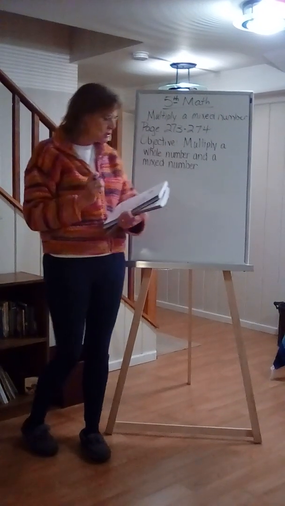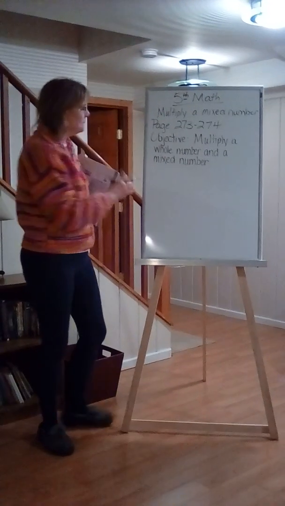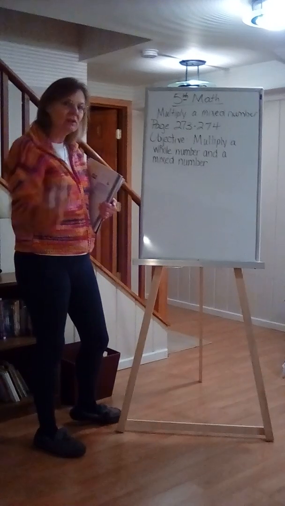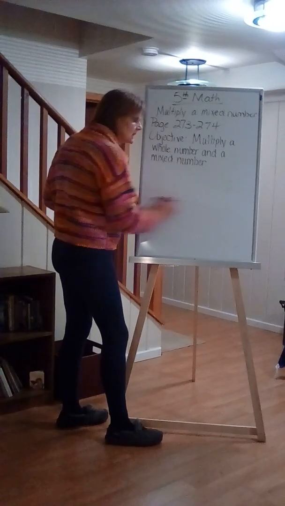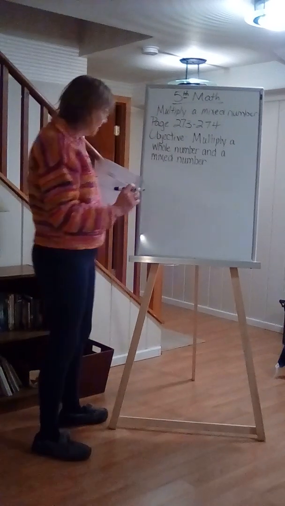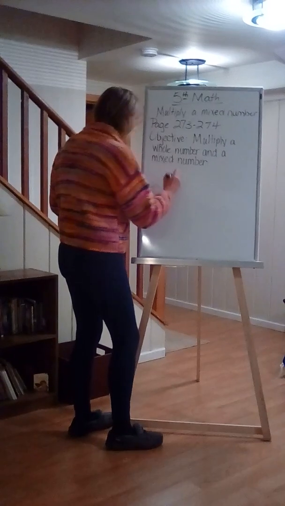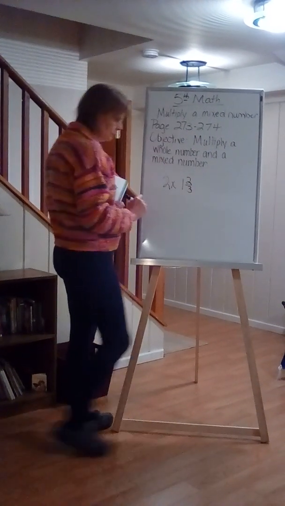Again, they've drawn out a picture for you. What we have to do, when we have a mixed number, we have to change it to an improper fraction to multiply. Remember, when we're multiplying, we multiply the numerators and then we multiply the denominators. So let's look at number 1. We have 2 times 1 and 2/3.